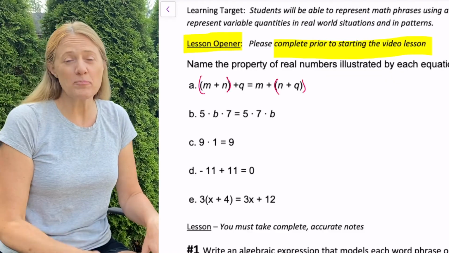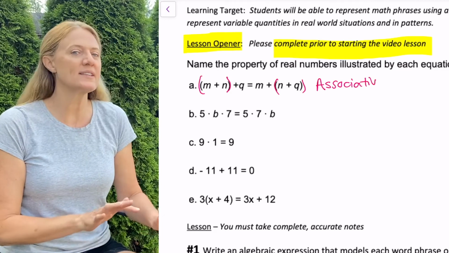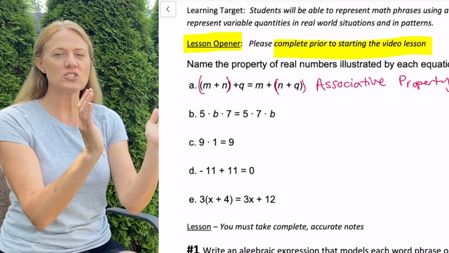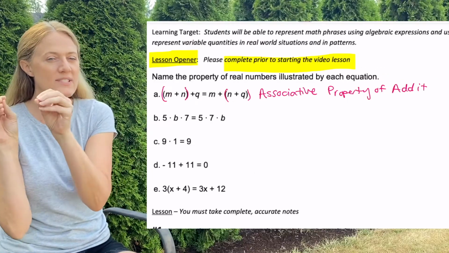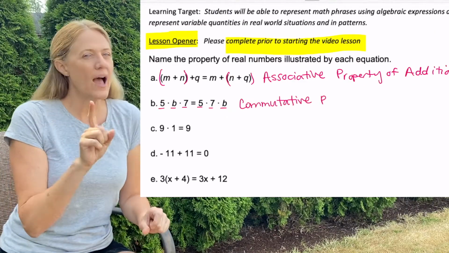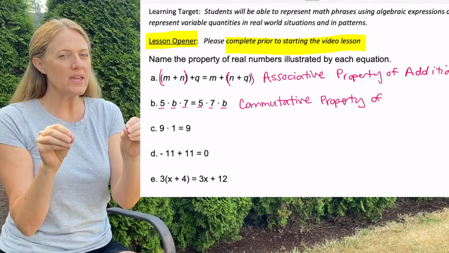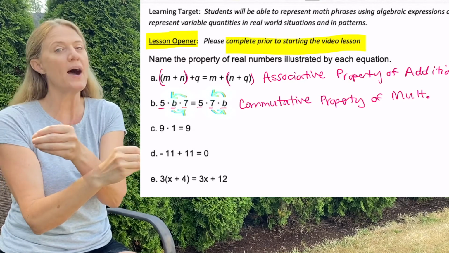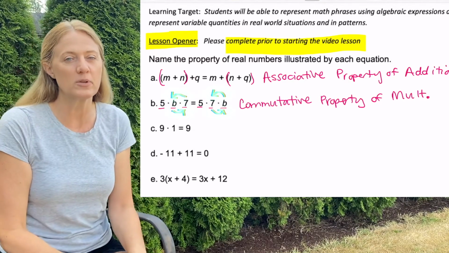A, associative property of addition, because what changed from one side to the other? The parentheses changed their association, what was inside. B, commutative property of multiplication. How did I know? 7 and b commuted, they move spots. So commutative property of multiplication.